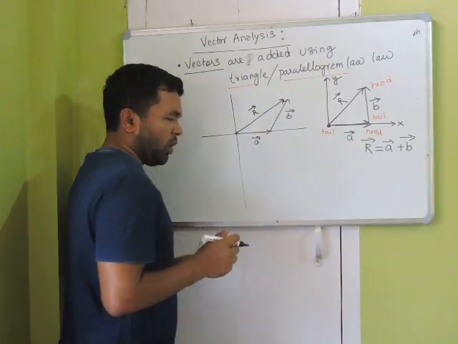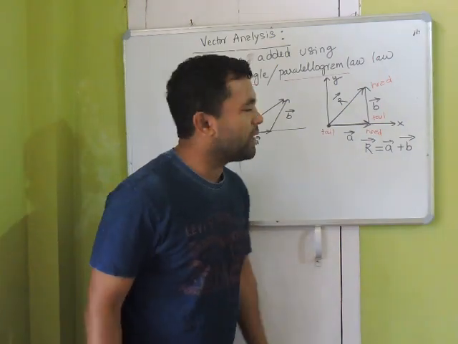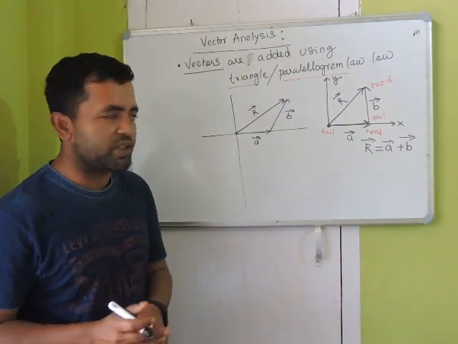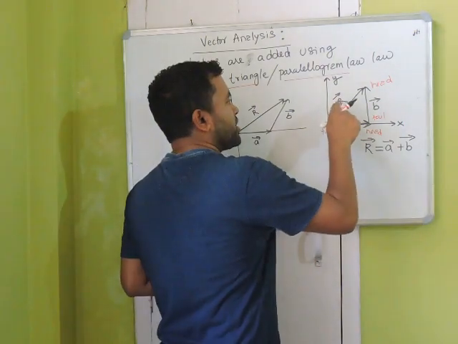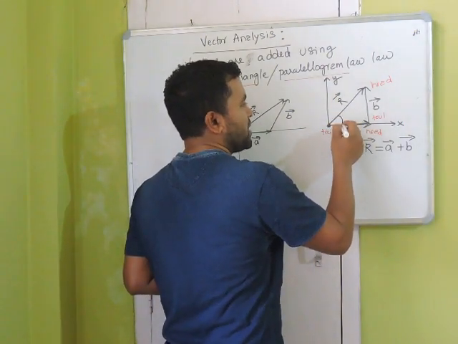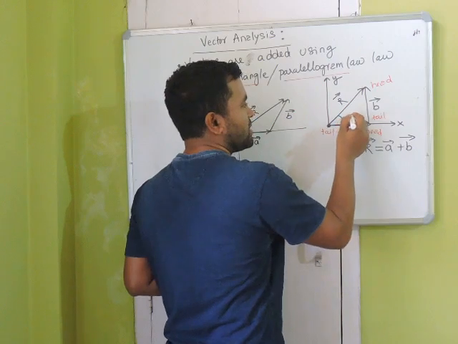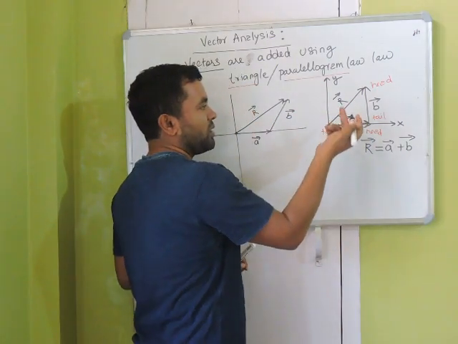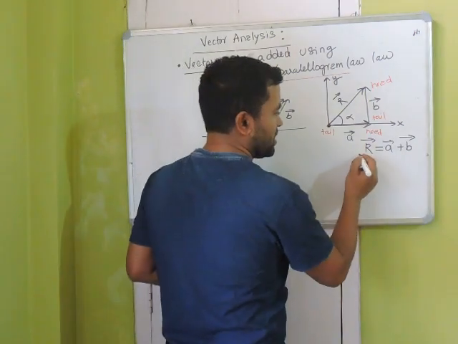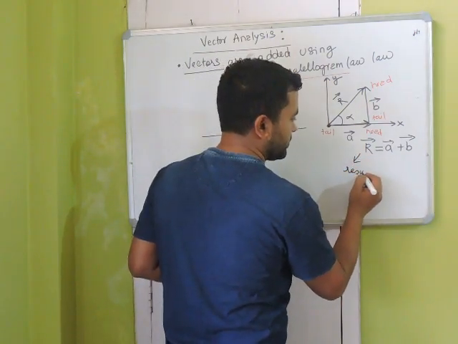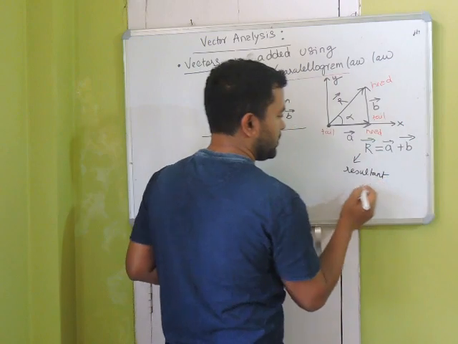Now you all know that we say a vector has both magnitude and direction, right? The direction of this resultant vector is measured with respect to an angle. So we can say angle alpha or theta. So alpha is the direction. This is called the resultant vector.